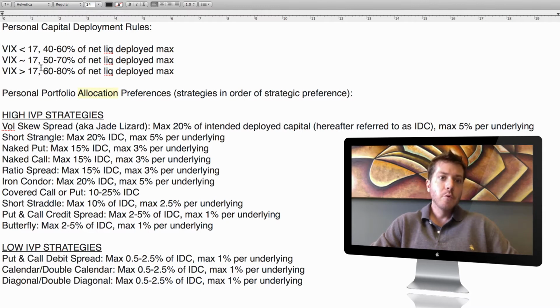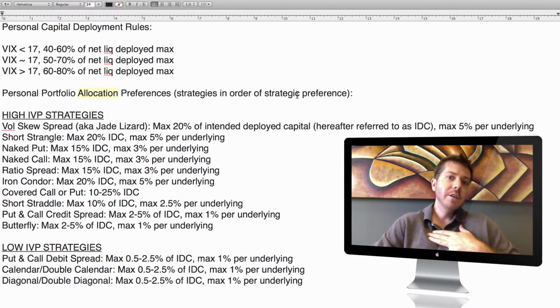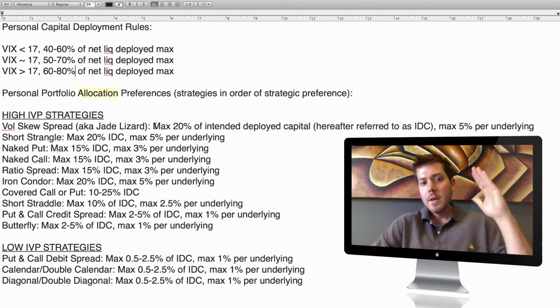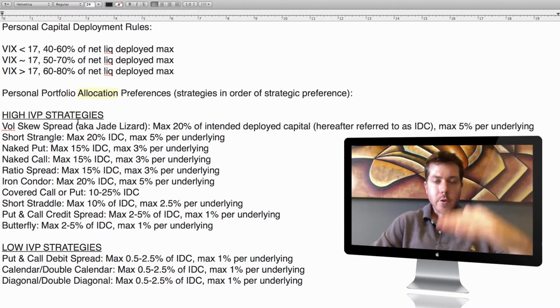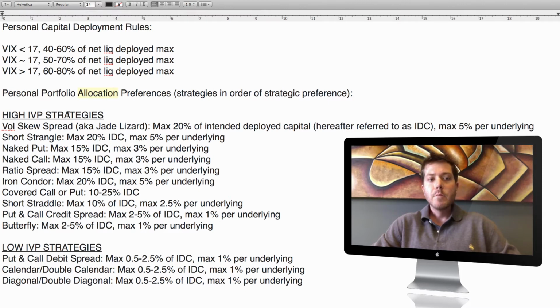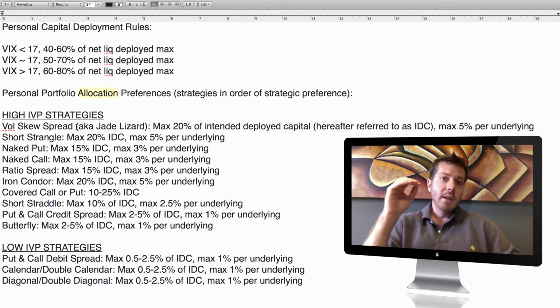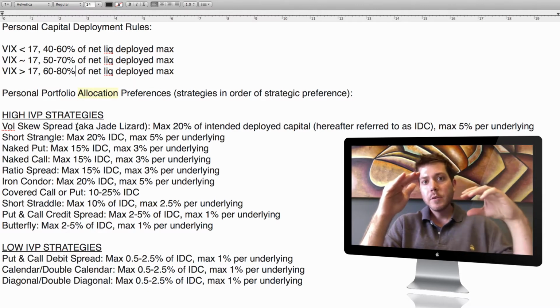So there are personal capital deployment rules and personal portfolio allocation preferences, and just a side note, these strategies are in order of my strategic preference. So my strategic hierarchy is what strategy I like best, and then going down. In high IV percentile strategies, which is the realm I stay in the majority of the time, my favorite strategy is the volatility skew spread, where you look for whether there's more implied volatility premium in the puts or the calls, and the majority of the time it's going to be in the puts, and so you'll sell the put naked, and then you'll sell a call spread against it.